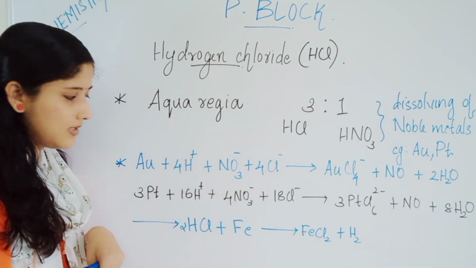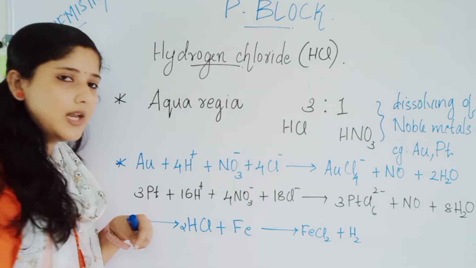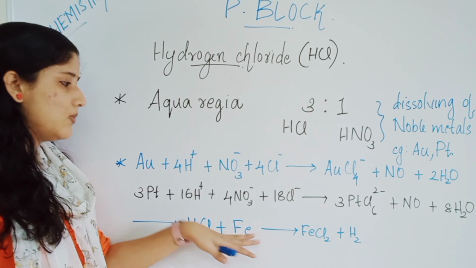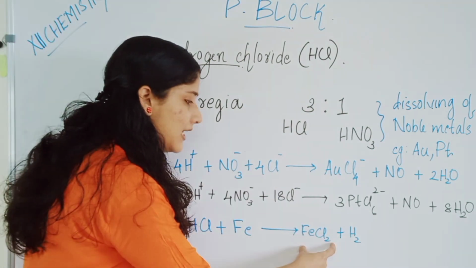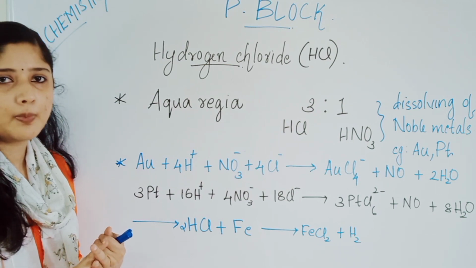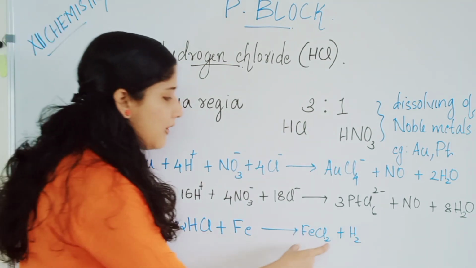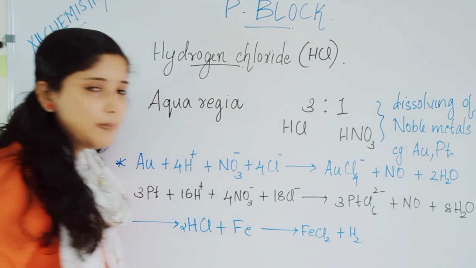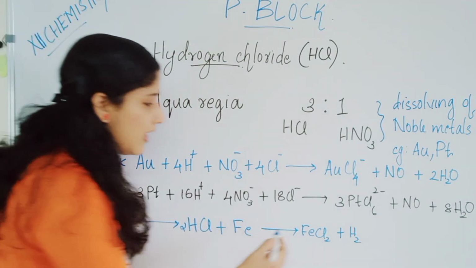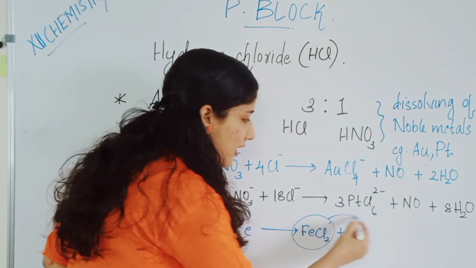form solutions. Okay, next point is when HCl reacts with iron. When HCl reacts with iron, you will obtain FeCl2. FeCl2 is ferric chloride or ferrous chloride? It is ferrous chloride plus H2. Liberation of hydrogen gas happens. Here, ferrous chloride is formed.